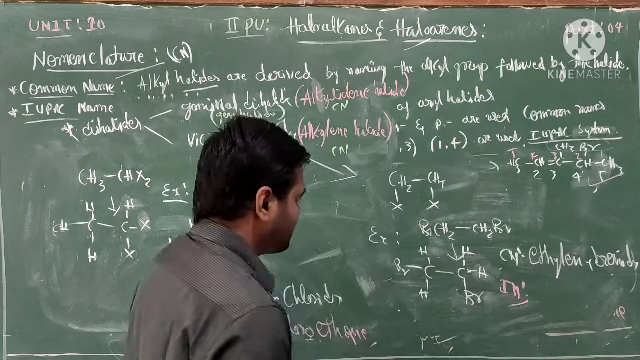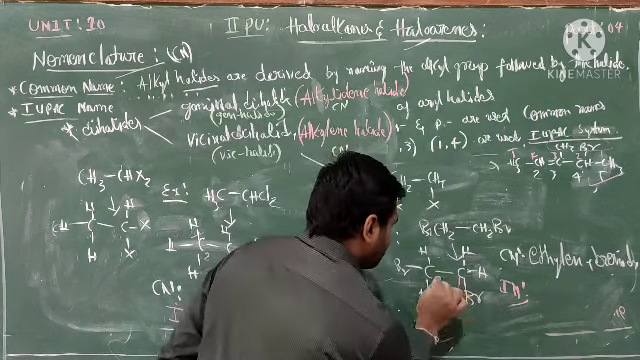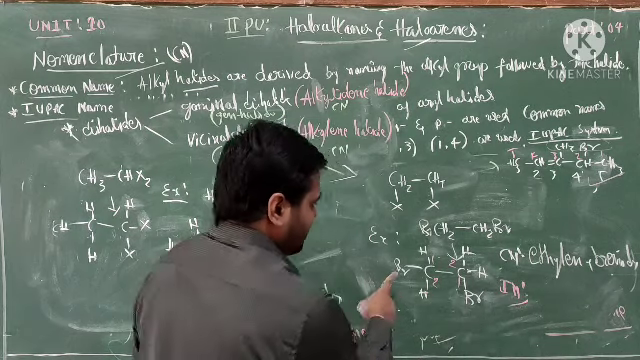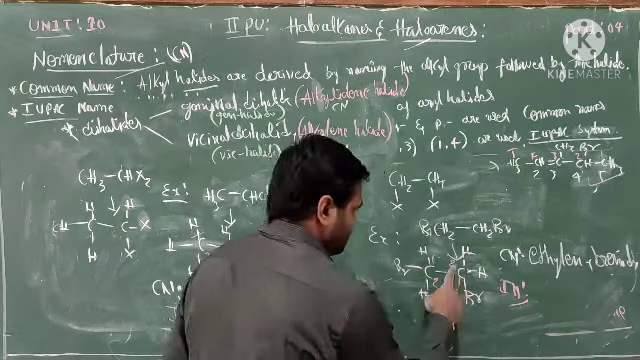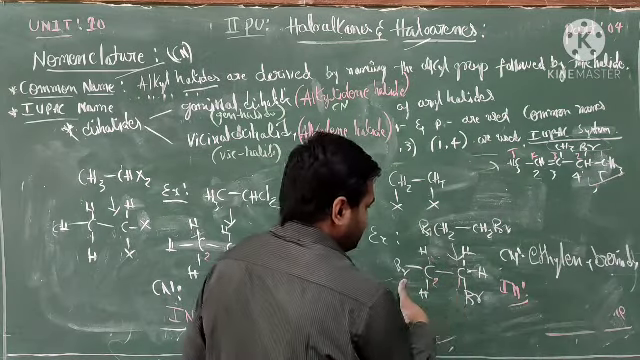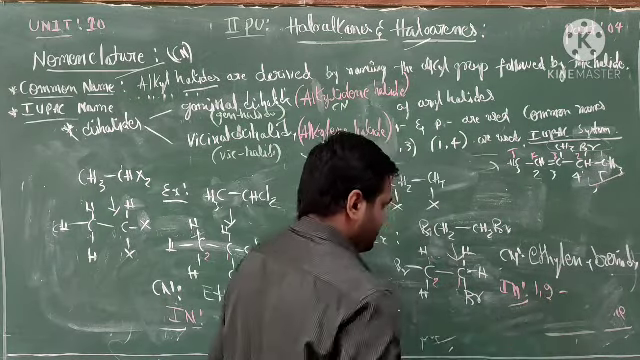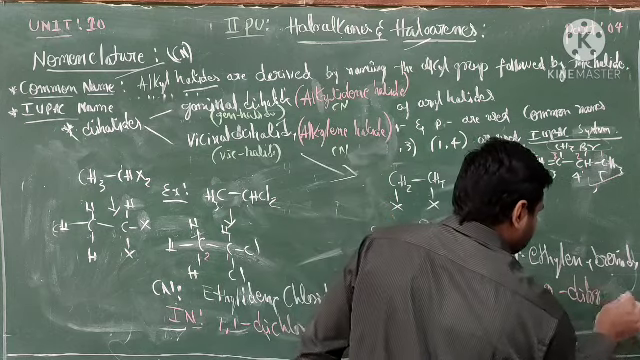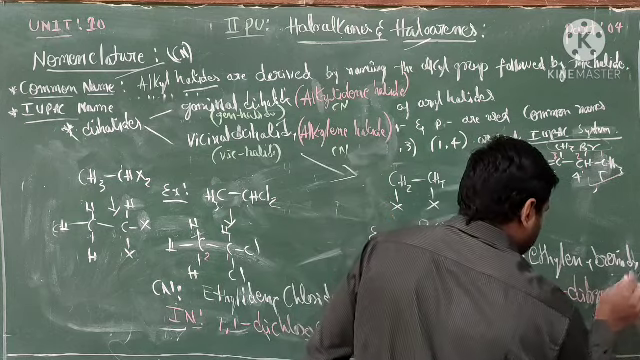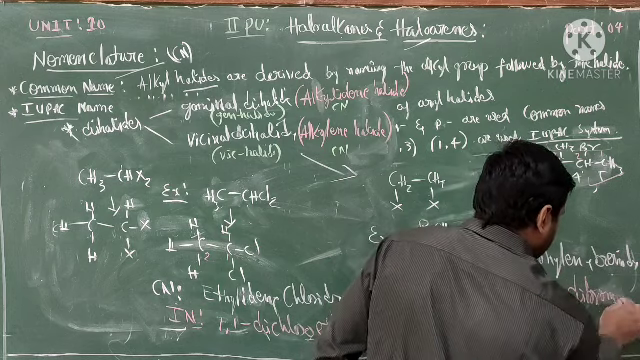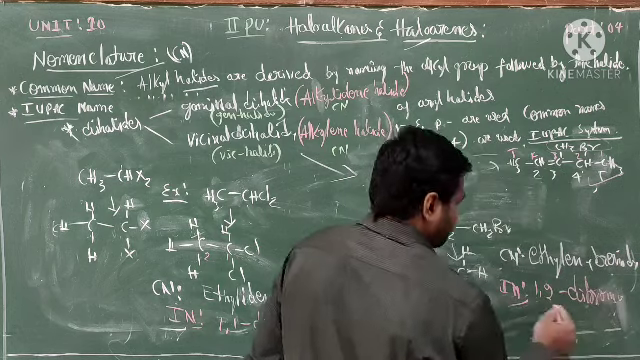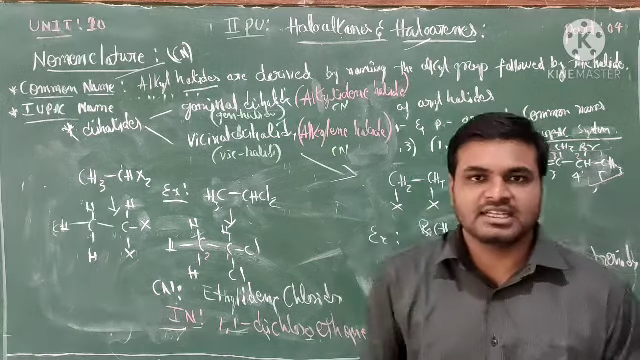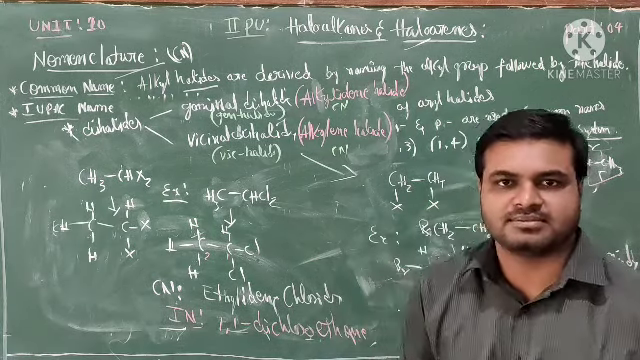What about the IUPAC name? The IUPAC name is numbering. This is 1, 2. Either way 1, 2, no problem. Because bromine is present on both carbons, 1,2-dibromo, and this is ethane. Okay. Clear, students? This is nomenclature. Okay. Thank you.